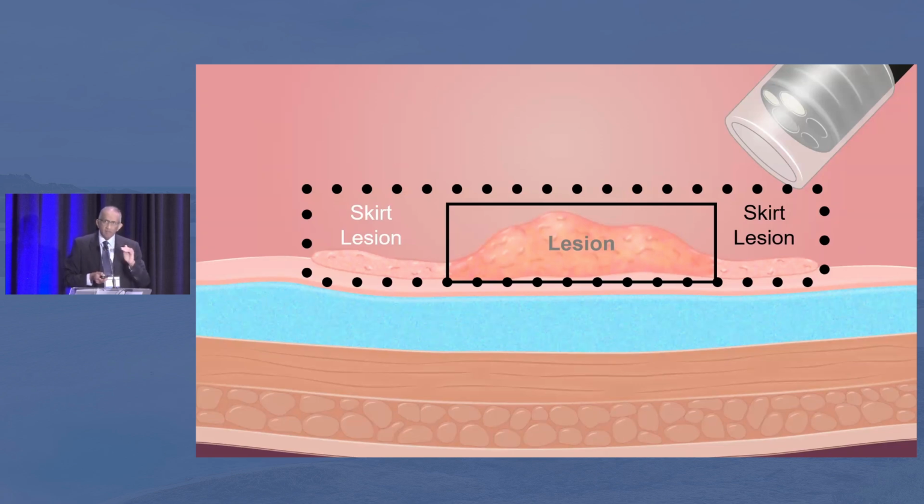And that subtle lesion surrounding the obvious lesion is defined as the skirt lesion. So when you see a lesion, don't jump and try to cut it without spending time to figure out how far it extends beyond. It may be just very, very subtle. So something to keep in mind.